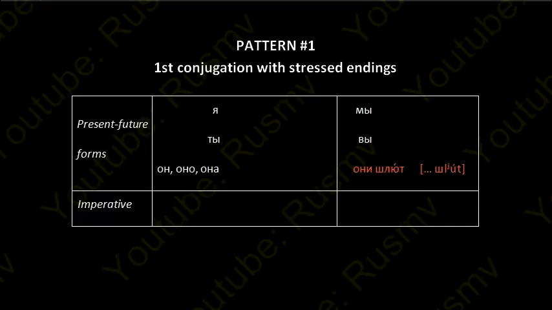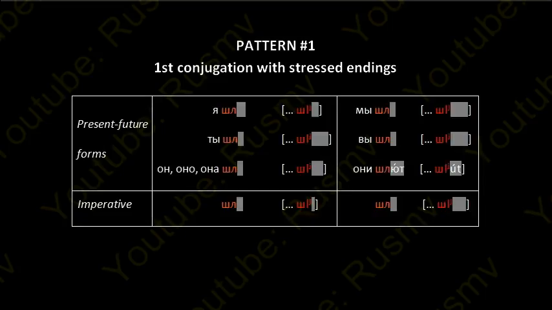Its they form is они шлют, they send. If we now remove endings of this form, then we get the conjugated stem of this verb, which is шль. Letter L of the written stem stands for soft sound L of the pronounced stem. This is indicated in spelling by using the ending variant with soft vowel letter U, which follows letter L. Both written and pronounced stems do not change throughout this pattern, while endings may be different.